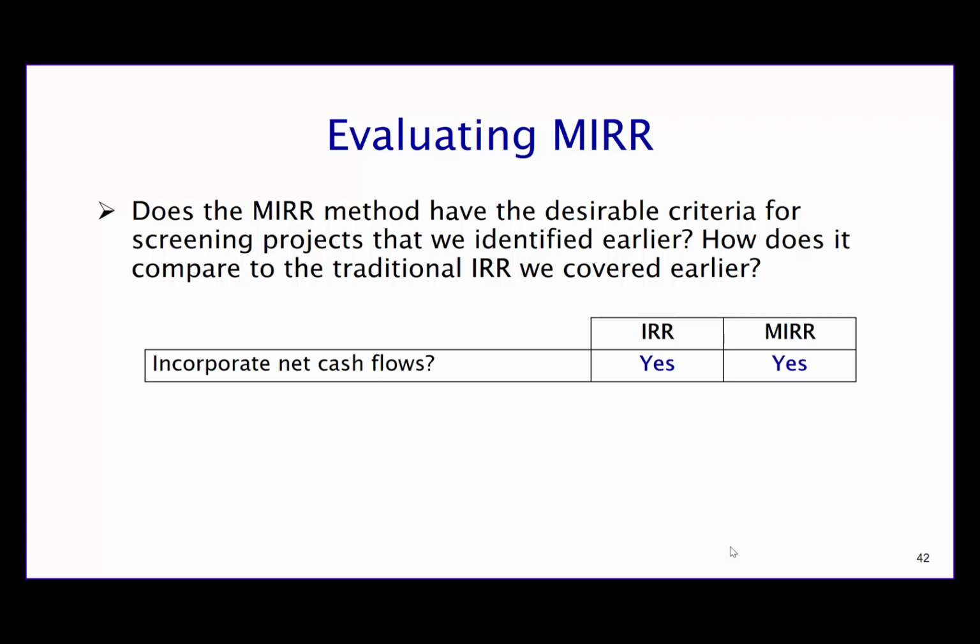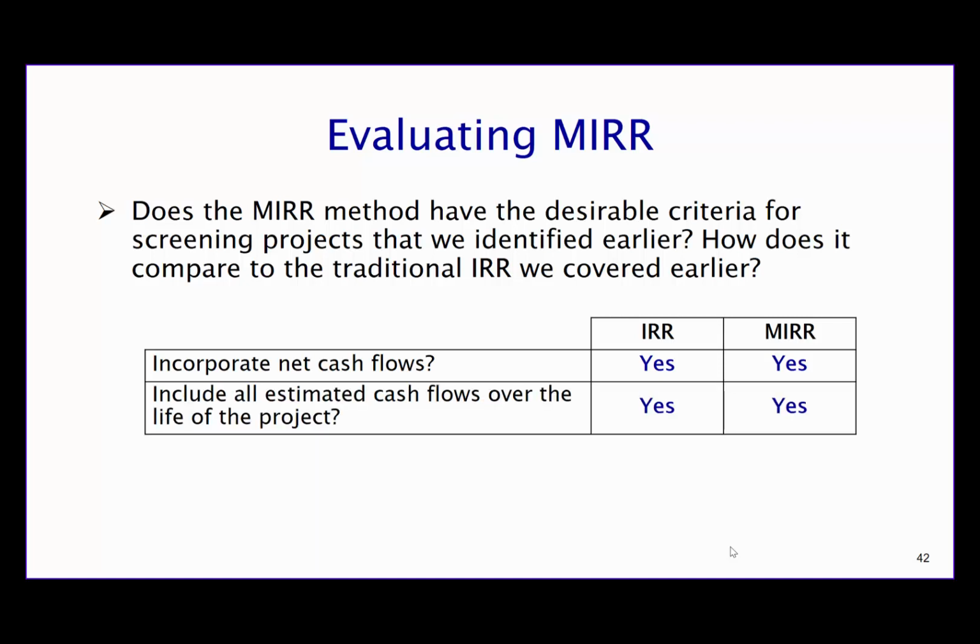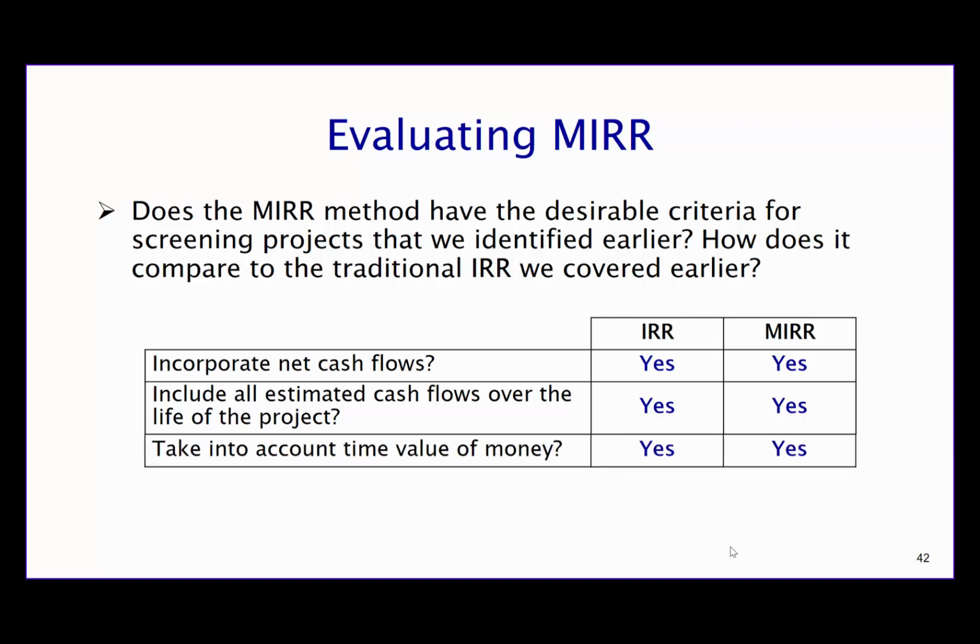Do we incorporate net cash flows? Yes. We're not using any accounting measures such as net income. Does it include all the estimated cash flows over the life of the project? Sure. There's no reason to exclude any. Does it take into account time value of money? Yes. We computed present values and future values. And keep in mind, this is the same result I got for the conventional IRR. We're getting the same thing with the MIRR.